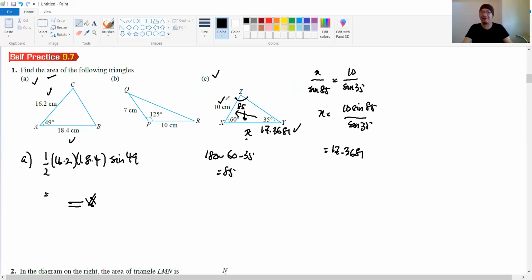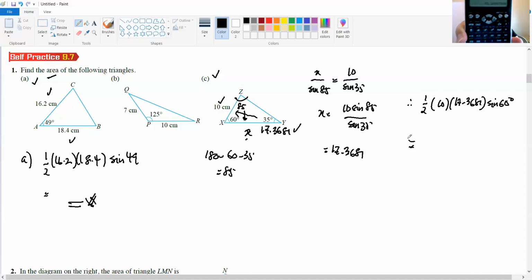we have 10, and we have the angle in between these two lengths, so we can find the area, right? Therefore, the area will be 1 over 2 times 10 times 17.3681 sine 60. So how much are we supposed to get here? 0.5 times 10 times 17.3681 sine 60. Okay, the answer that we're supposed to get is something like this, 75 something. Okay, 75 something. Hopefully you guys can see.